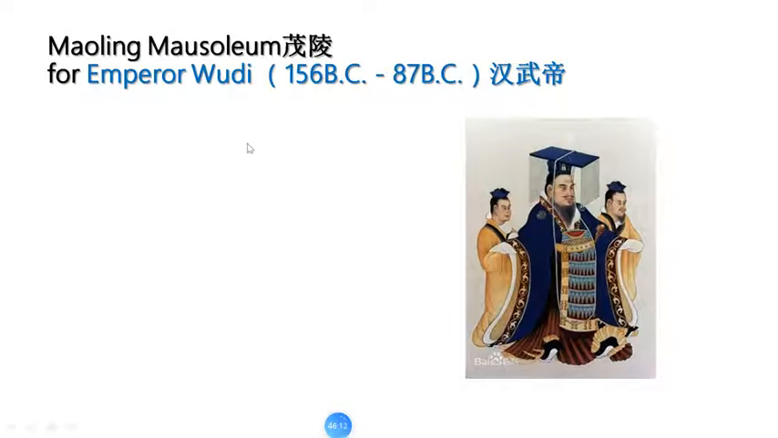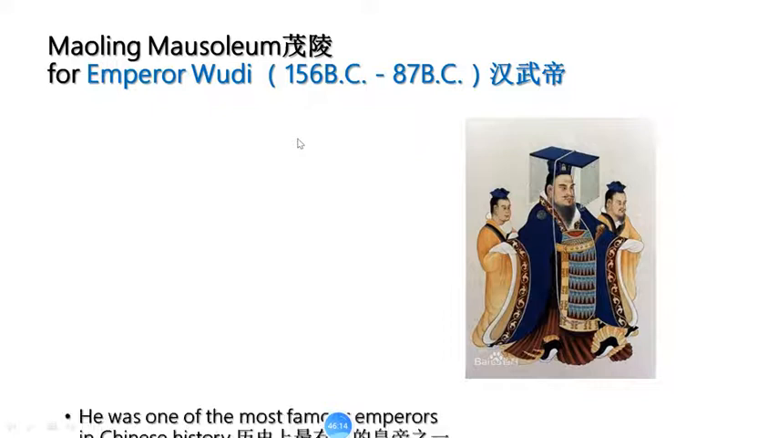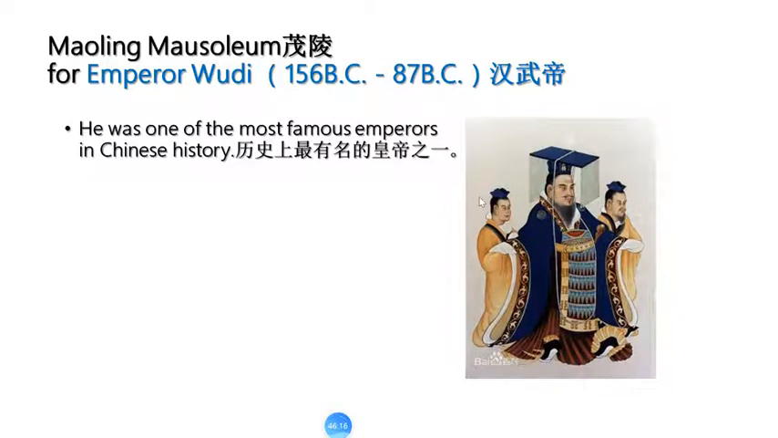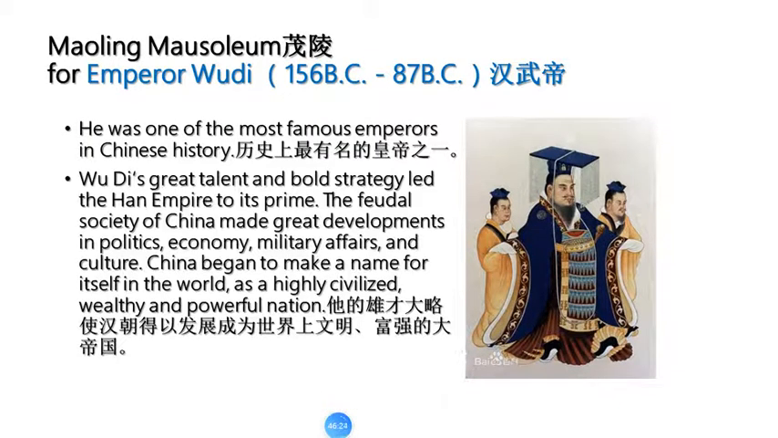Maoling for Emperor Wu Di. Emperor Wu Di was one of the most famous emperors in Chinese history. His great talent and bold strategy led the Han Empire to its prime. The feudal society of China made great developments in politics, economy, military affairs, and culture. China began to make a name for itself in the world as a highly civilized, wealthy, and powerful nation.